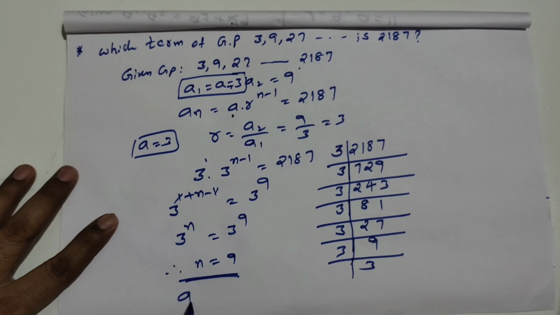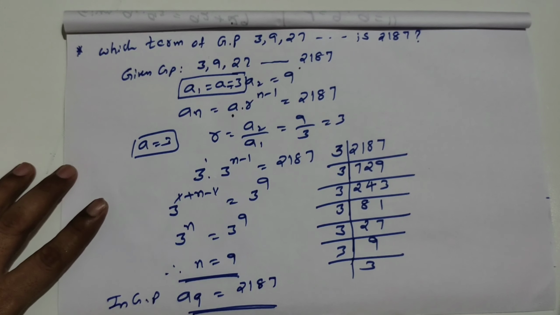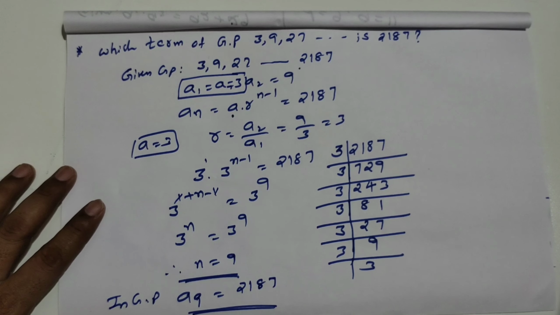So the nth term of the GP is equal to 2187. Like this we have to do these sums. Thank you. In the next video we will see the other important sums.